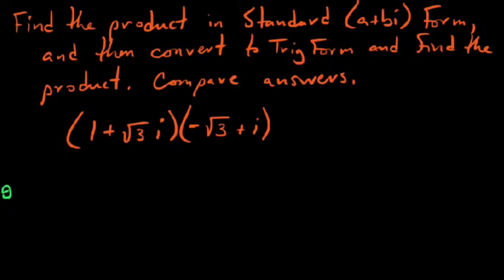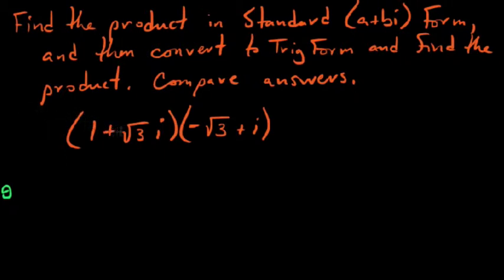I'd like to find the product of these two numbers in standard a plus bi form, and then what we're going to do is convert these numbers to trig form and find the product again, just to show you how much more convenient it is to find a product when you have numbers in trigonometric form. And then we're going to compare our answers and just show that they are equivalent.